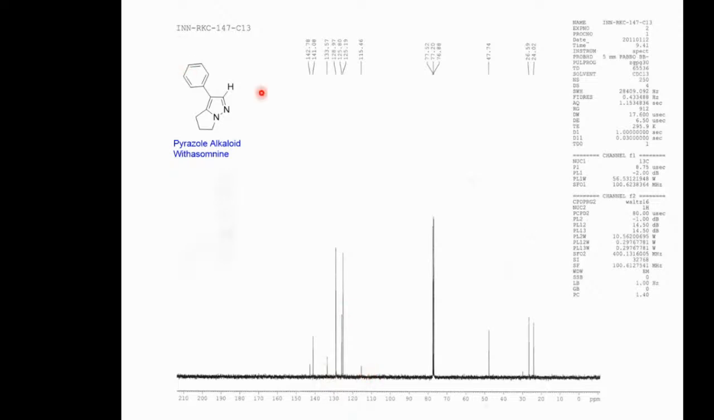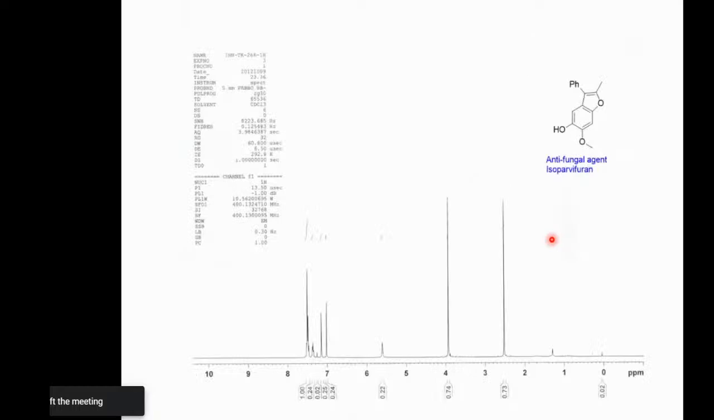Three quaternary carbons, 1, 2, and 3, and then 4 methine carbons, 3 from the aromatic ring and 1 from the pyrazole. And the pyrazole CH could be this.